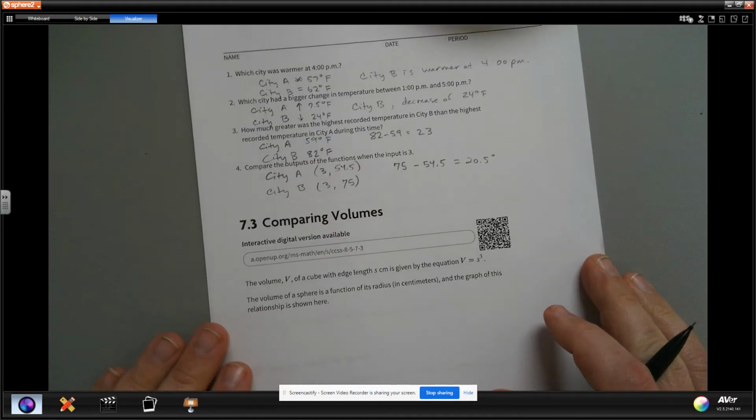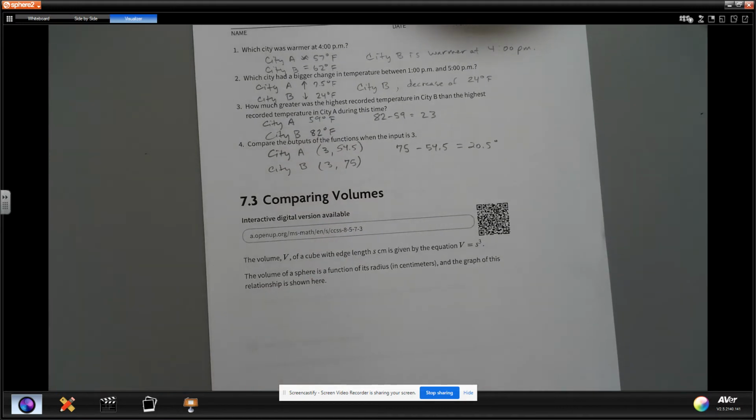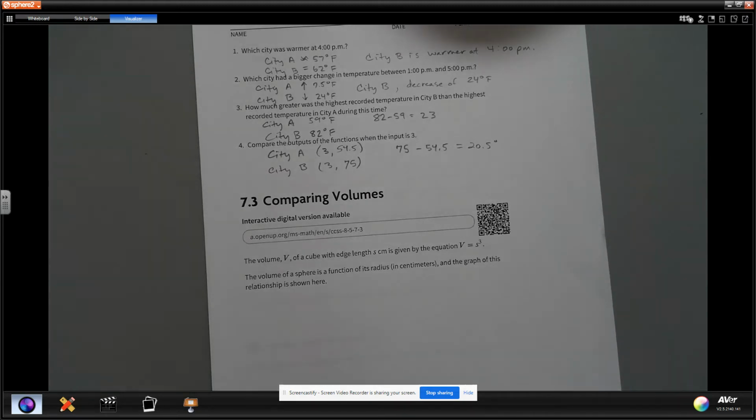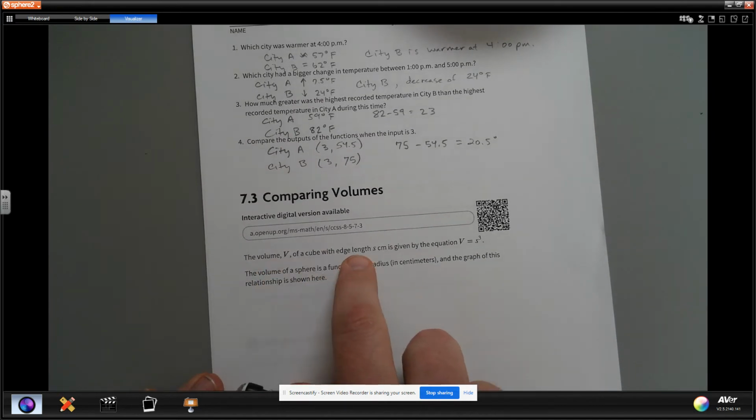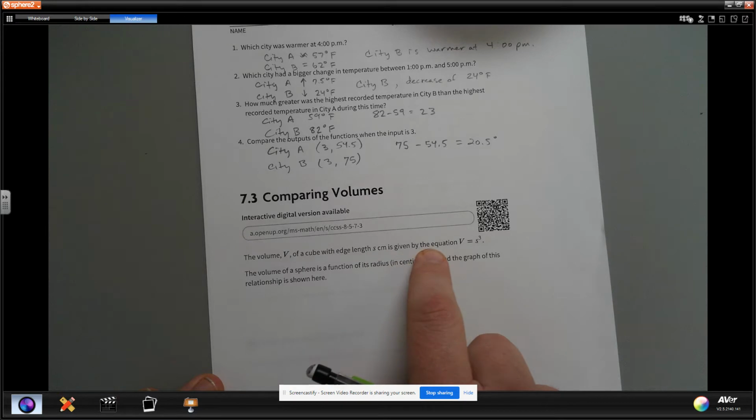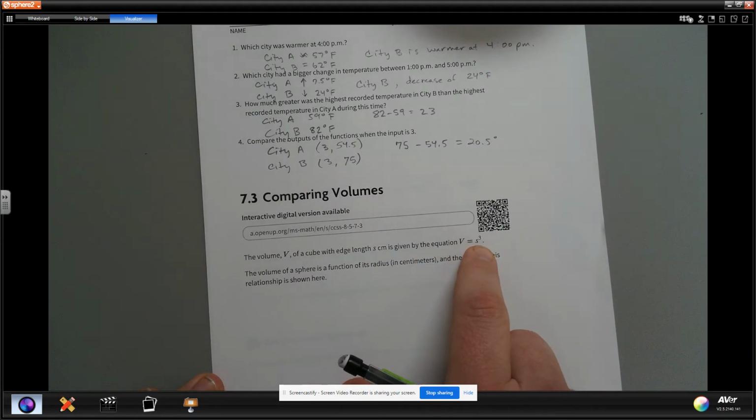All right, looking at the next section, comparing volumes. This is an activity that will allow you to play a little bit with the Desmos calculator. This section is meant to allow us to take a look at an equation and a graph of the volume of two different objects, and then we compare the inputs and the outputs of the functions. One function is the volume of a cube with side length s, given in the equation v equals s to the third power.